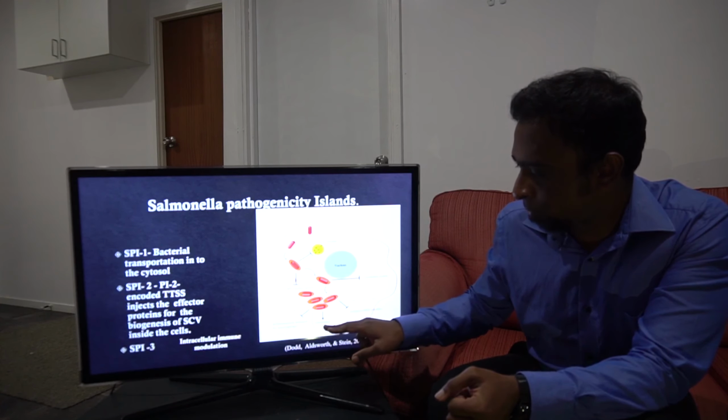SPI3 contains a gene, MgtC, that is required for survival in the macrophage. The virulence of Salmonella encodes 5 different effectors such as SipA, B, C, D and E that are capable of causing apoptosis in the macrophage.